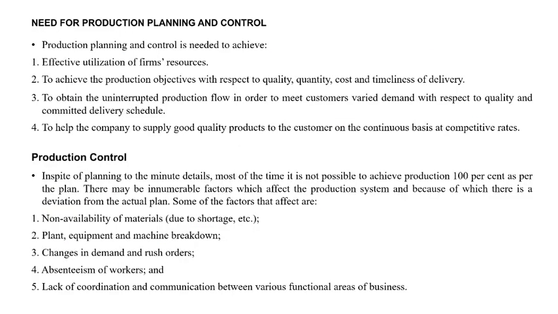We see what is the need for production planning control. This is, as the definition says, effective utilization of firms' resources to achieve the production objectives with respect to the 4 attributes: quality, quantity, cost and time, to obtain uninterrupted production flow, to help the company supply good quality products to the customers on a continuous basis.